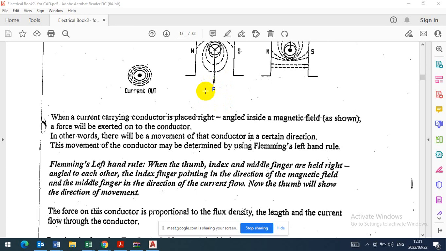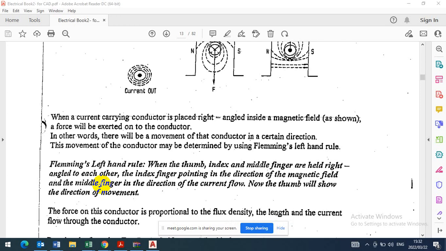So when current is in, make sure that your middle finger is pointing away from you and the force will go down. You see, the thumb goes down. Then when current comes out of the wire, the middle finger points towards you, and the force goes up, which is your thumb on your left. So it's down and up, down and up. So just try to play around with current direction. Your current direction is the middle finger. If it's into the wire, it should point away from you, and you'll see the thumb pointing down. When current is out of the conductor, the middle finger will point towards you, and the thumb is going to go up.